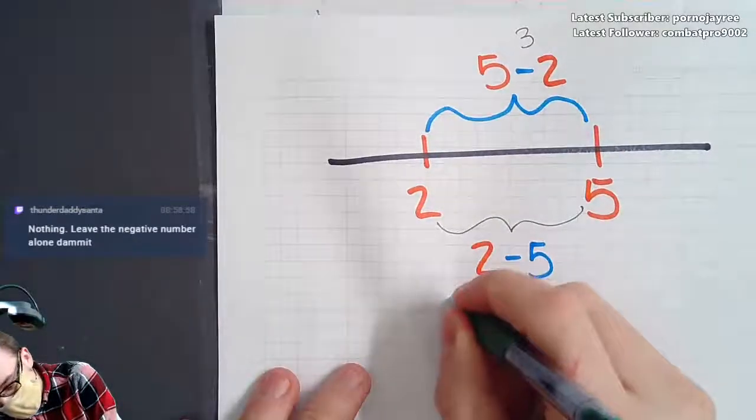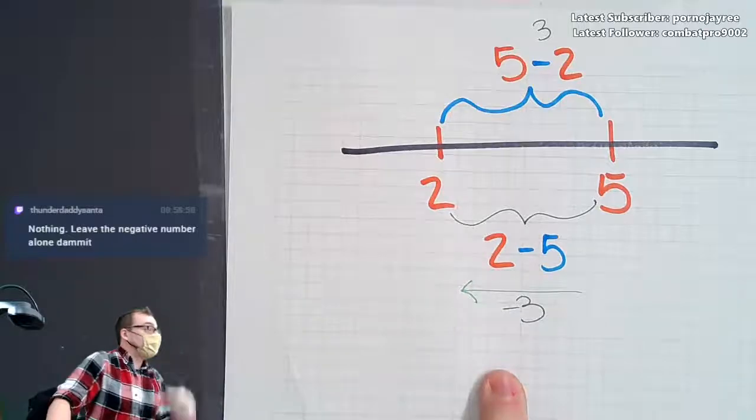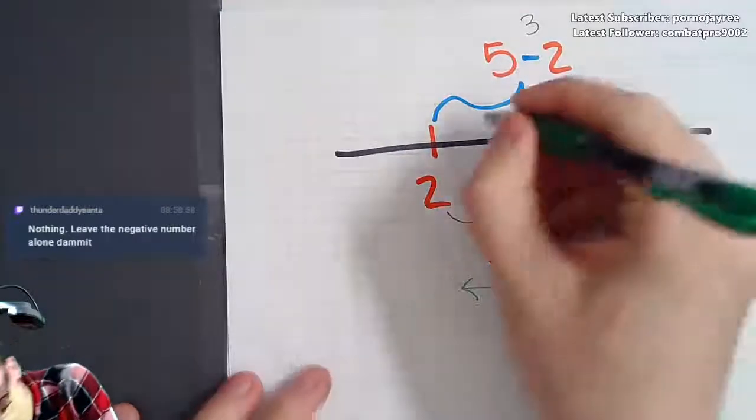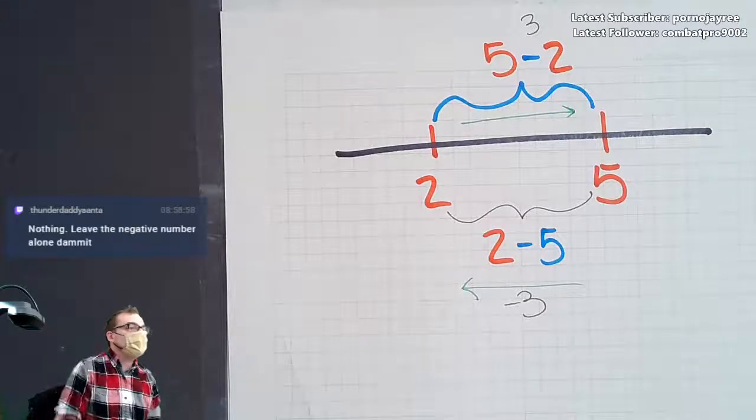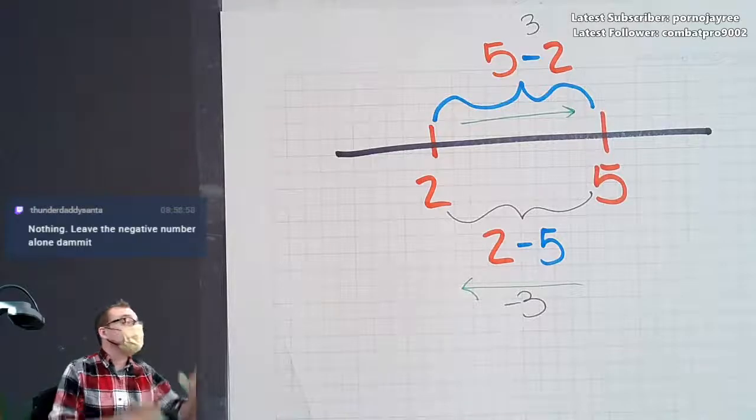Right? From 5 to 2 is minus 3. We're heading to the left. From 2 to 5 is positive 3. We're heading to the right. That's it. That's all negative numbers are. It's direction. Now, for distance, do we care about direction?